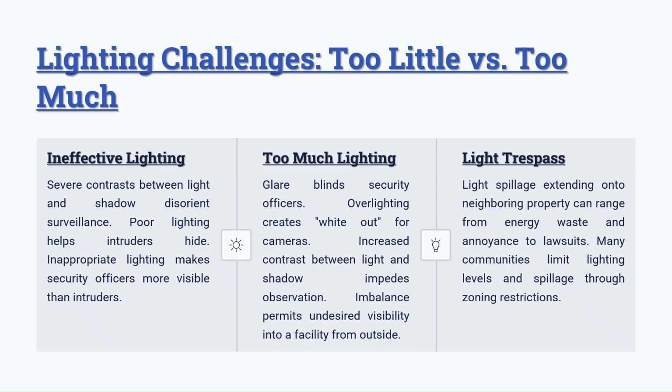Light trespass, where light spills into unintended areas, can also create nuisance and operational issues. Effective lighting design ensures optimal illumination: enough to detect and deter, but not so much that it hinders visibility.